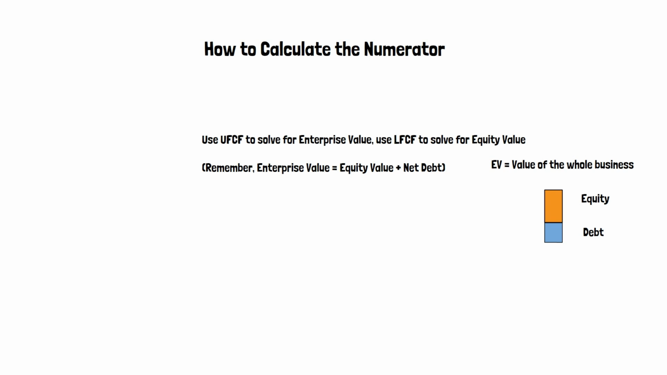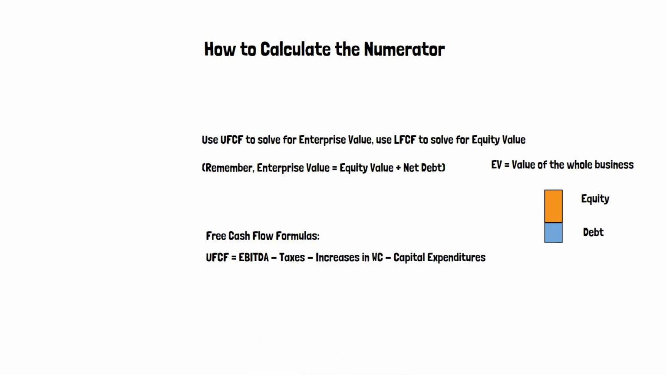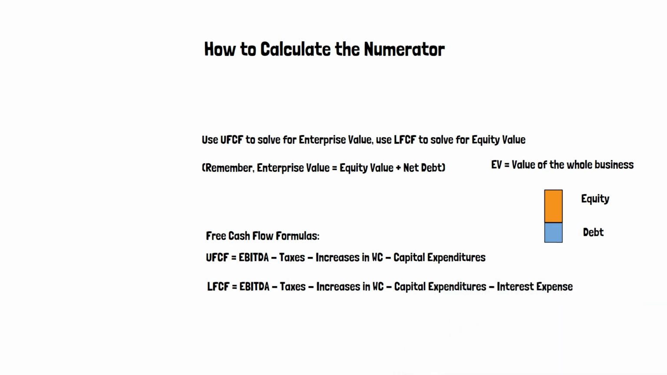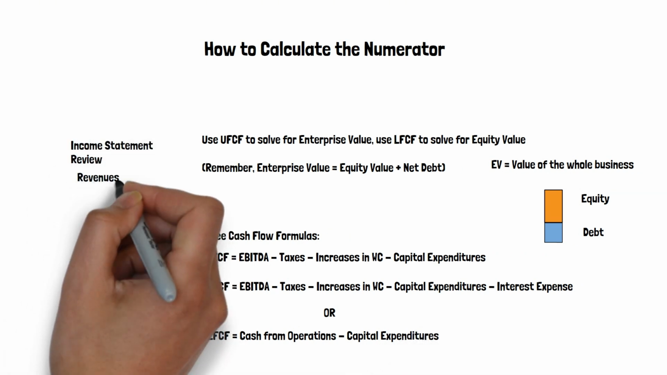The levered free cash flow takes out the interest expense owed to the debt holders so that the residual cash flows go to the equity holders. The unlevered free cash flow is cash flow to all holders of the business, thereby solving for enterprise value. Unlevered free cash flow is calculated as EBITDA less CapEx, taxes, and changes in working capital. Levered free cash flow is your unlevered free cash flow less your interest expense.